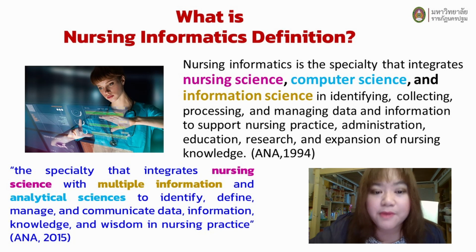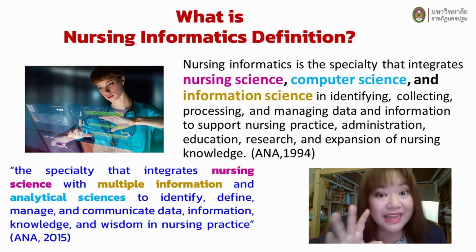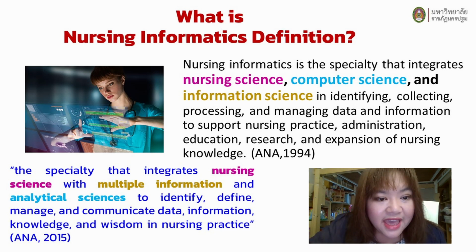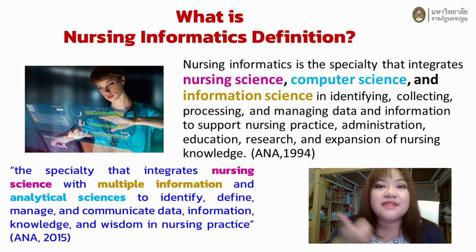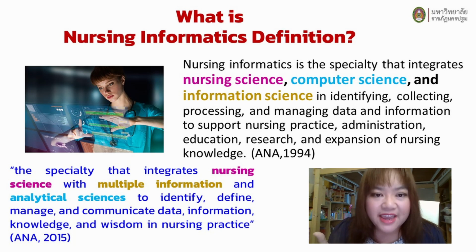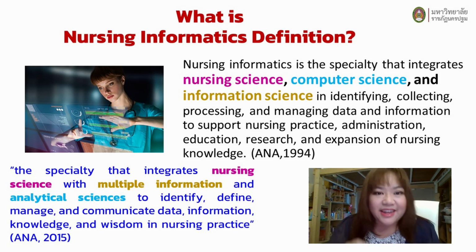And the blue one, computer science. Now they change the word into analytical science. It's related together. Okay, and information science, but for 2015, they state the words multiple information. However, nursing science, computer science, and information science are related together, and this is related to nursing informatics. Okay, for the definition, you have to have these three keywords together.